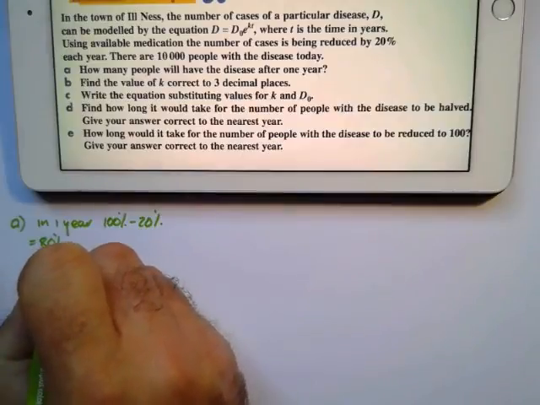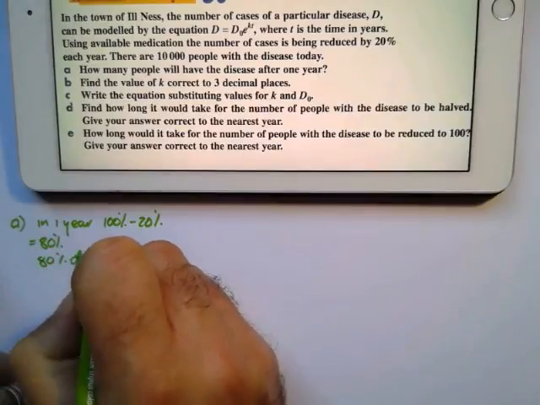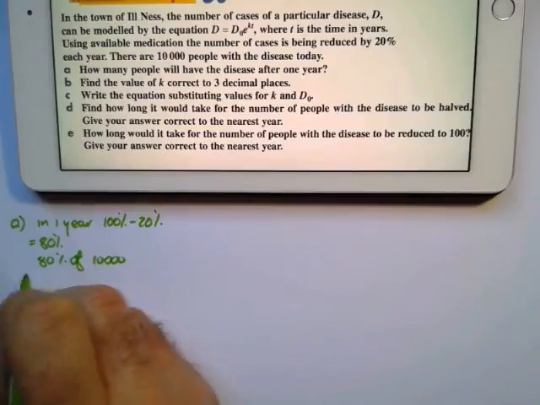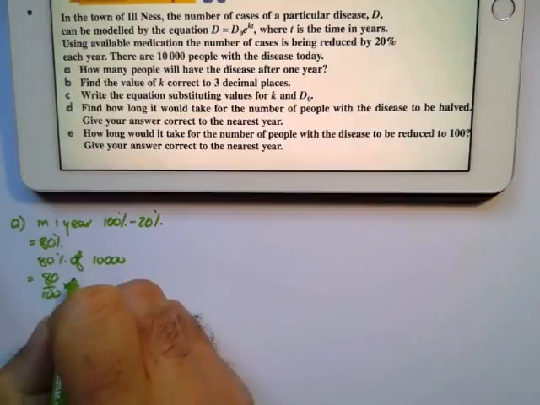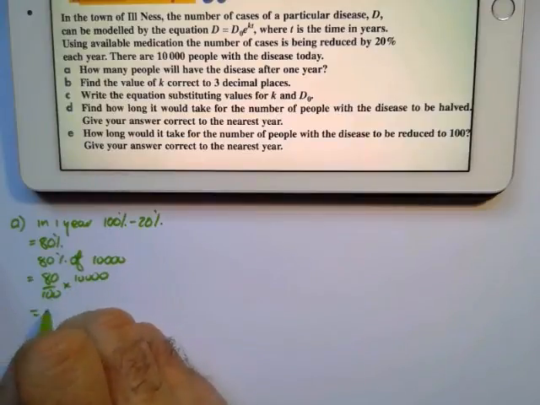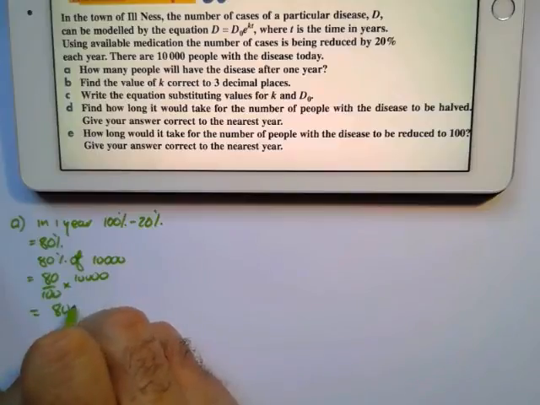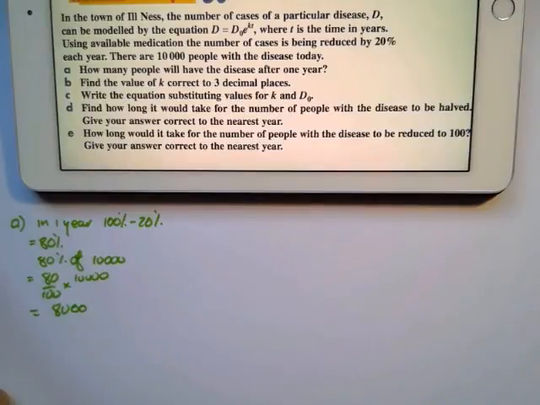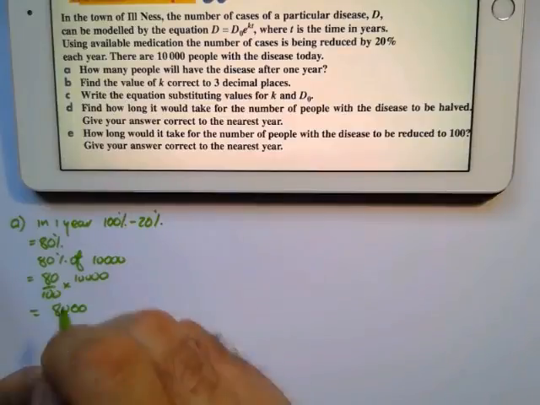So what is 80% of 10,000? 80% of 10,000 equals 80 over 100 times 10,000, and that equals 8,000 people. Right, so therefore there will be 8,000 people after 1 year.